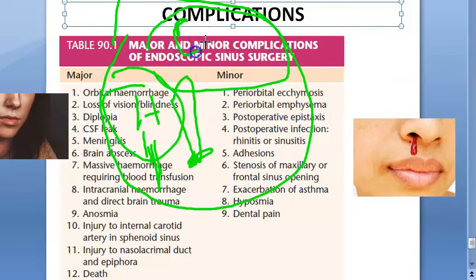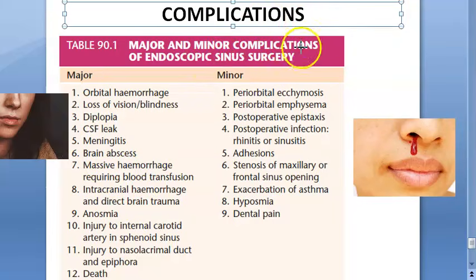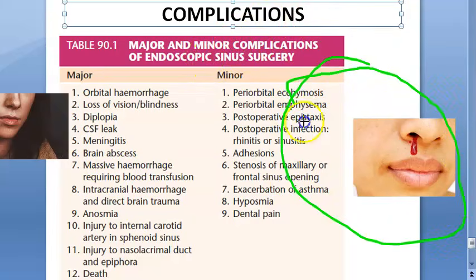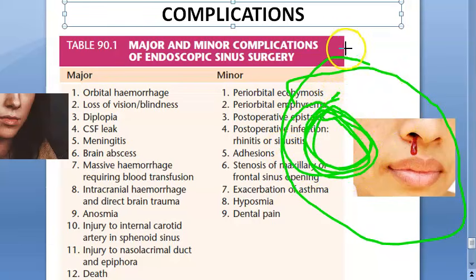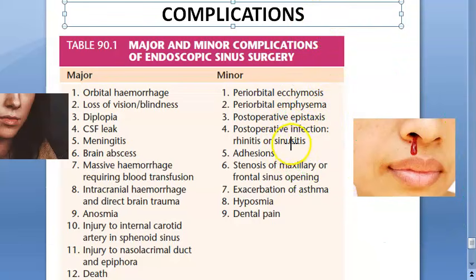You can have CSF leak, meningitis, brain abscess, intracranial hemorrhage, direct brain trauma. This person can lose sense of smell, anosmia. The internal carotid artery can get injured in the sphenoid sinus, right? Even death can occur. Wow. So coming to the minor complications, you can have epistaxis, periorbital ecchymosis, periorbital emphysema, right? Again, this is all ophthalmic, you can say. Then epistaxis, rhinitis, sinusitis, standard things you will write.